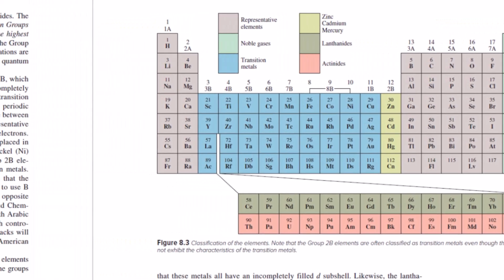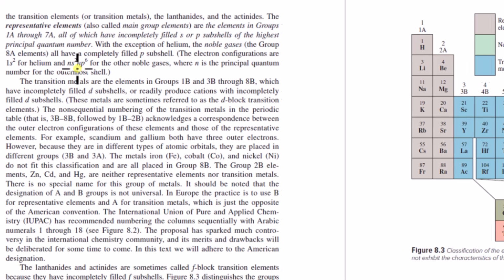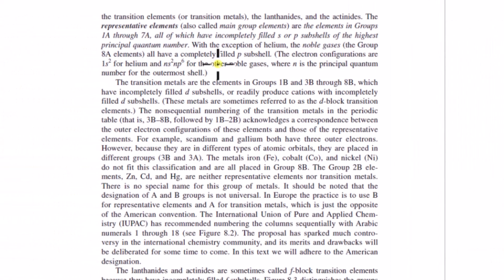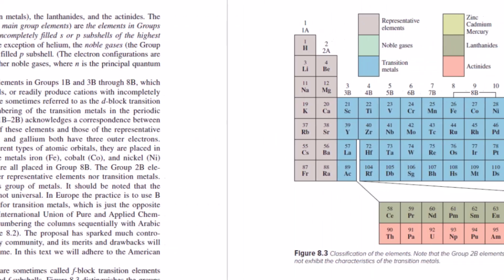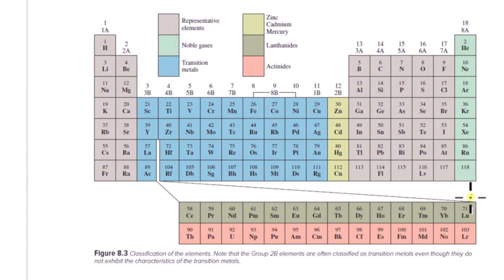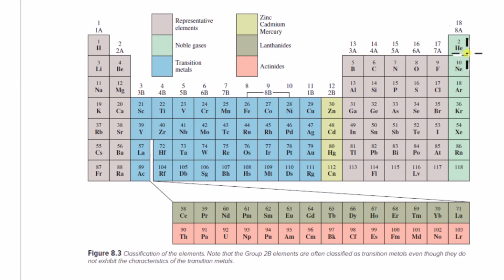Now it says, with the exception of helium, the noble gases all have a completely filled p subshell. So the noble gases will have a completely filled p subshell, except for helium, which is going to have a completely filled 1s subshell. But still, you can think about all of the noble gases as having completely filled orbitals.